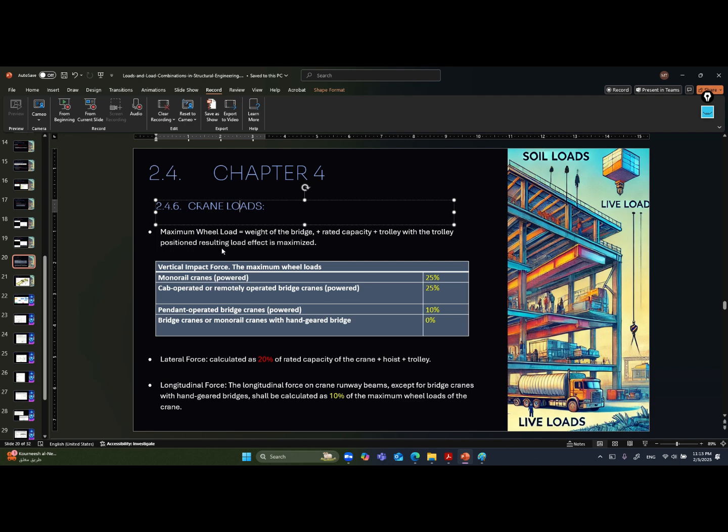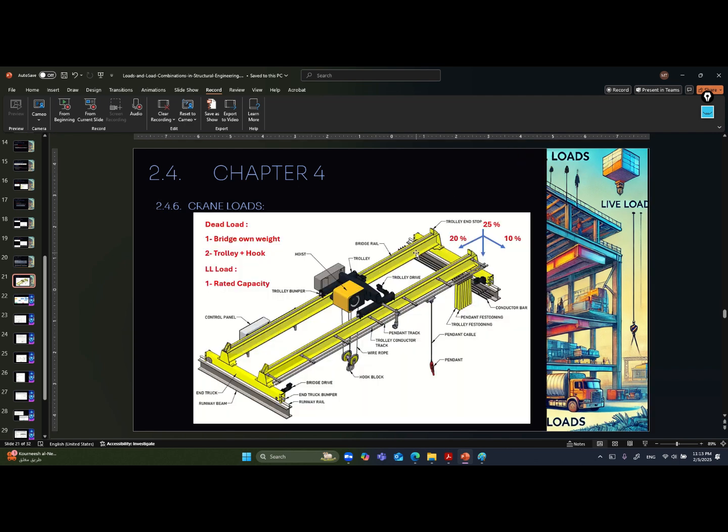The crane loads are most important, especially for the impact forces. Let me go to this. That is a picture of a bridge crane supported on 2 girders. As you can see, that is the track of the crane, and that is the trolley and the hook, of course. And if it is carrying anything like a valve or whatever, it will be supported here. So the crane load is a live load because it is a movable load.